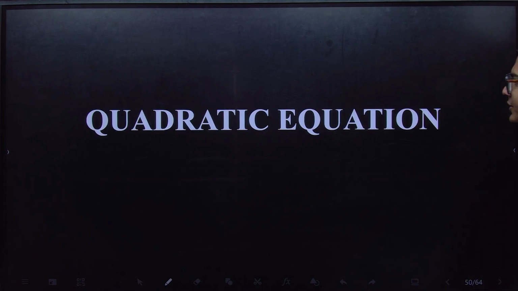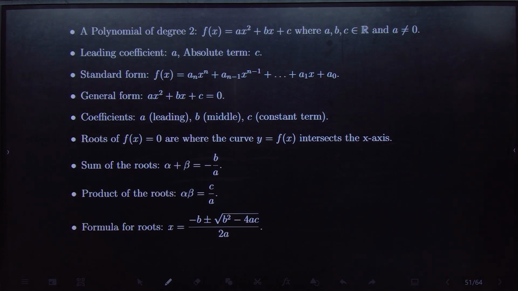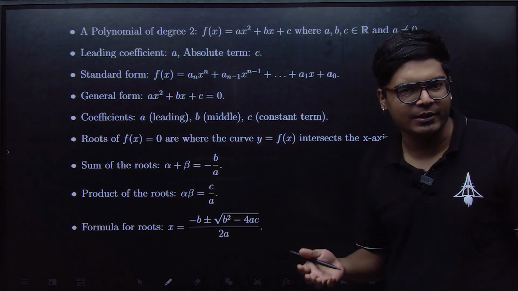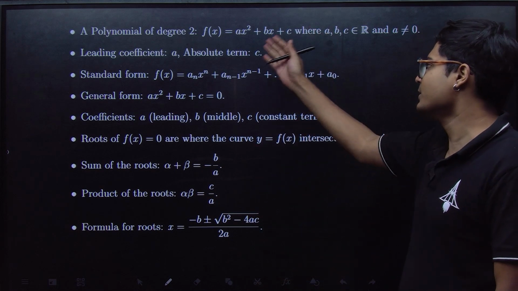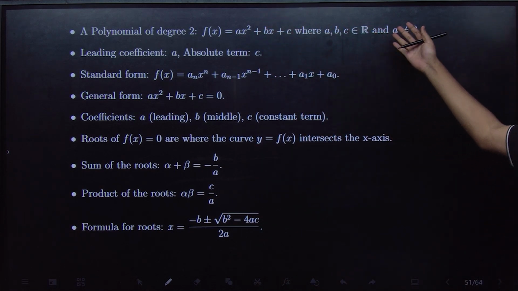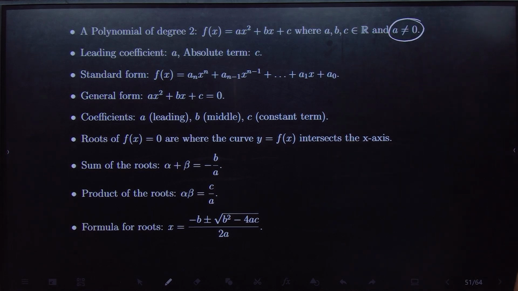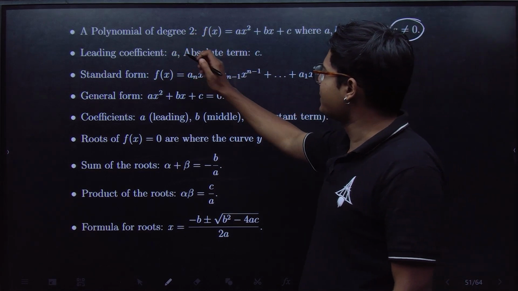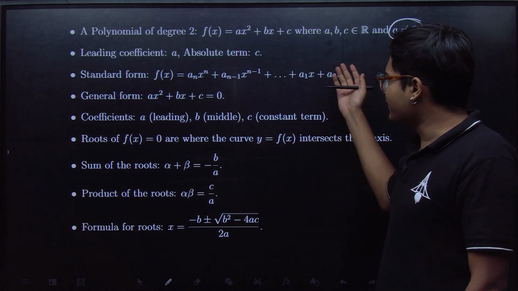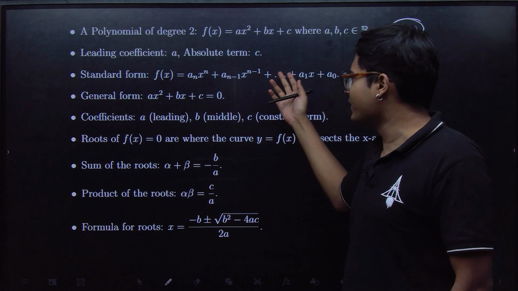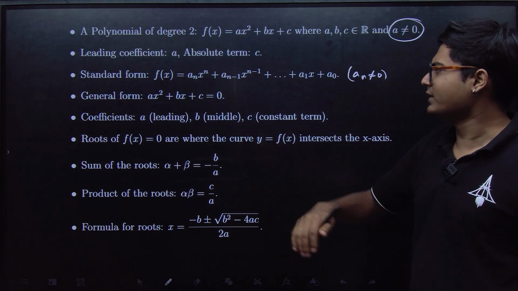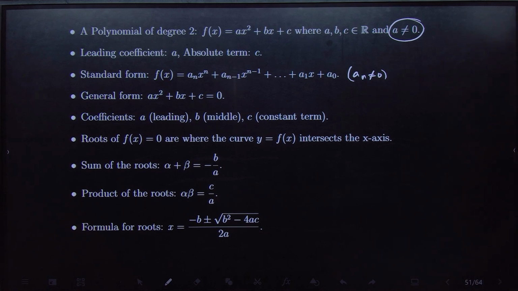Alright, let's look at the next chapter, which is quadratic equations. So what is a quadratic equation? It's basically a polynomial whose degree is 2. What is degree? Degree is the highest power of x in the entire expression. So a polynomial of degree 2 is known as a quadratic, and it looks something like ax^2 + bx + c, where a, b, c are real numbers and a, which is our leading coefficient, is non-zero. The absolute term or the constant term is c. The standard form of a polynomial looks like a0 + a1x + a2x^2 all the way till a_n x^n, given that a_n is non-zero. But for a quadratic, we work with ax^2 + bx + c = 0.